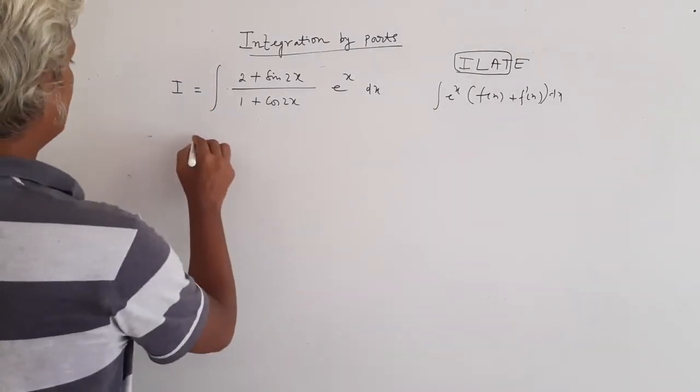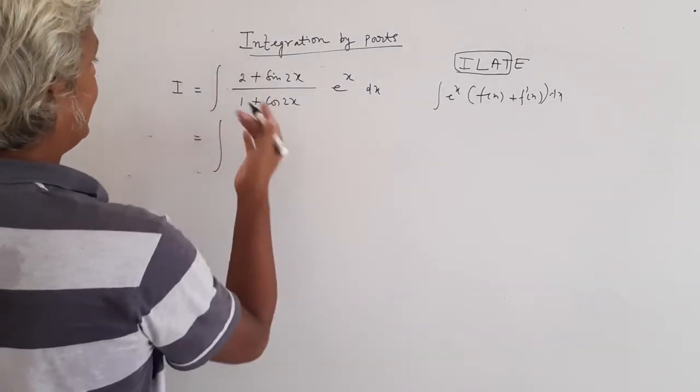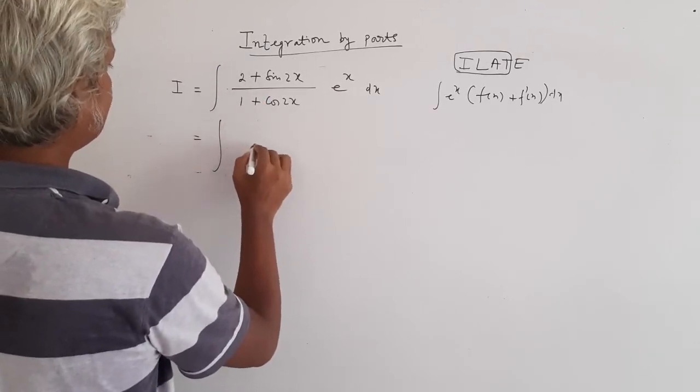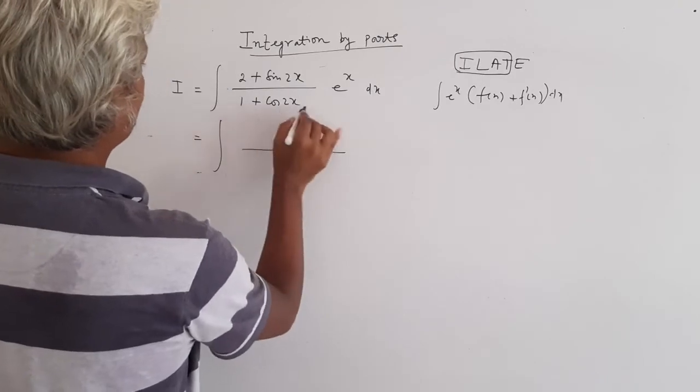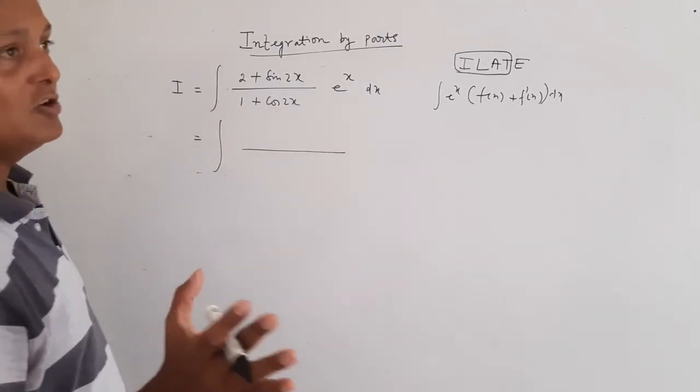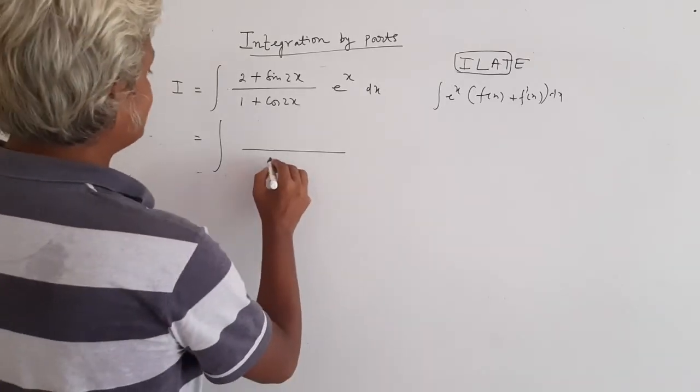How? Here we use a trigonometrical identity. In place of 2, first I write 1 plus cos 2x. You know that 1 plus cos 2x is 2 cos square x.